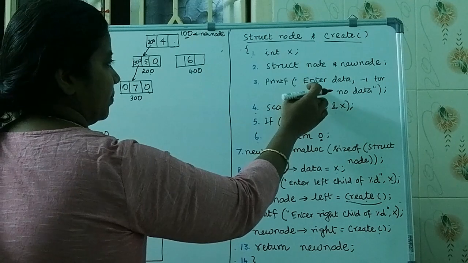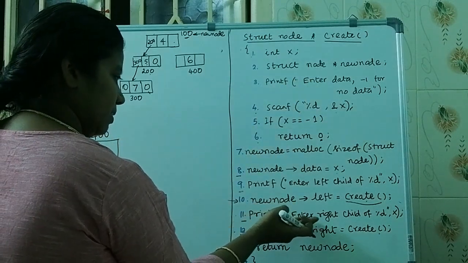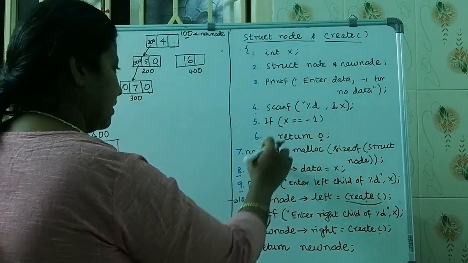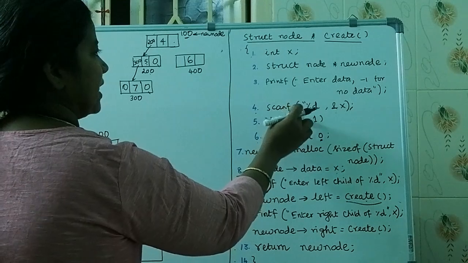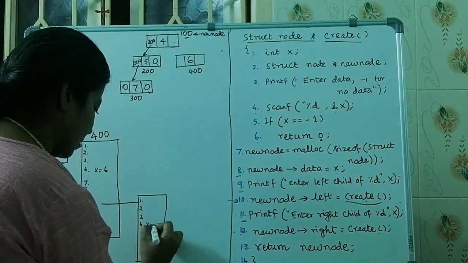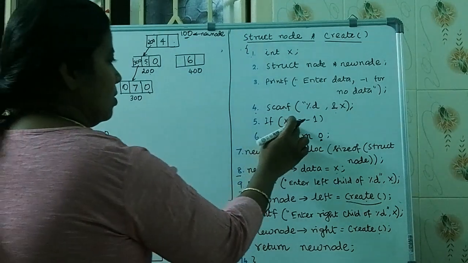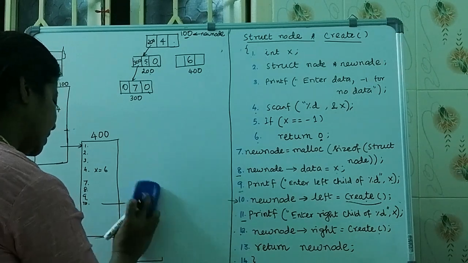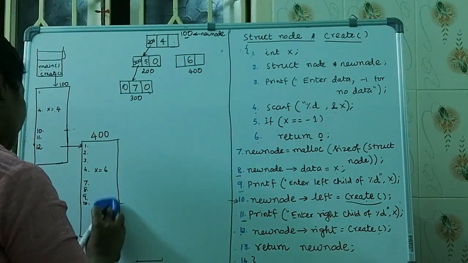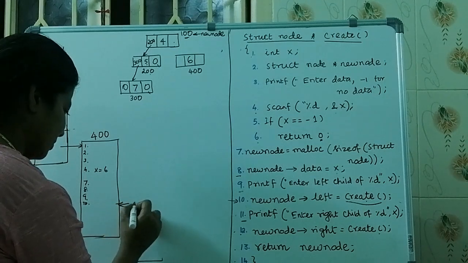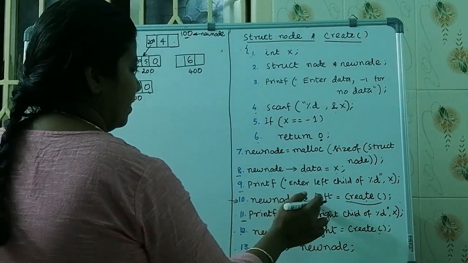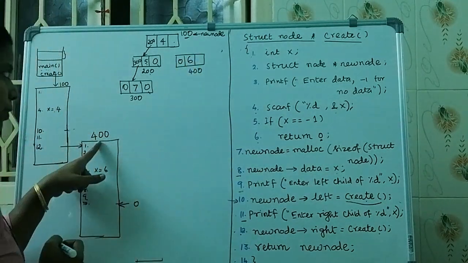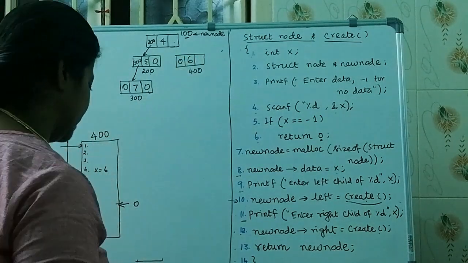So at line number 10, create gets called. Now it does scanf, so suppose I give x equal to -1. Now this becomes true, and it will return 0. Where will it return? Return 0 back to line number 10. So new node of left equal to 0. What is new node? 400. So 400 left is now pointing to 0.